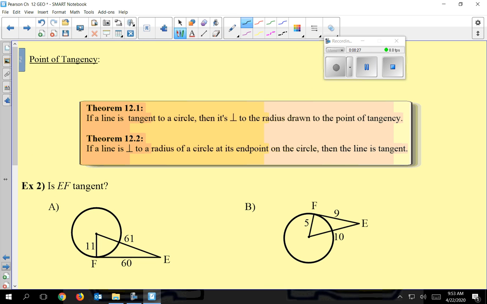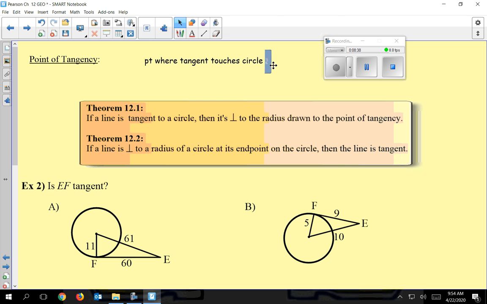A point of tangency. So we kind of talked about that, but we're going to throw some new stuff at you here. And this one's really stuff you have to know. This says a point where a line is tangent to a circle, or a point where it touches the circle. Now with that definition, there's a couple of theorems that are big time here. If a line is tangent to a circle, then it's perpendicular to the radius that's drawn to that point of tangency.